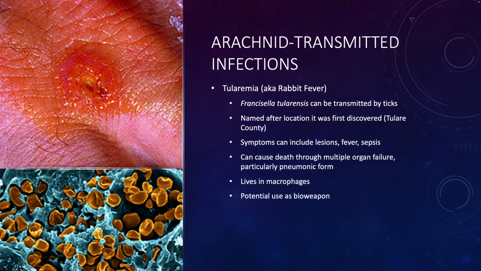Symptoms of the infection really depend on where the bacteria got into the body. So in this top image, you see a patient who has a lesion on the skin. So let's say maybe that's where the tick bit the patient. Depending on, again, how it got in, patients can experience lesions, fever, or sepsis. The bacteria can travel throughout the whole body. It can cause death through multiple organ failure, particularly if patients get what we call the pneumonic form. So pneumonic is generally going to be respiratory. We're talking about a respiratory form.